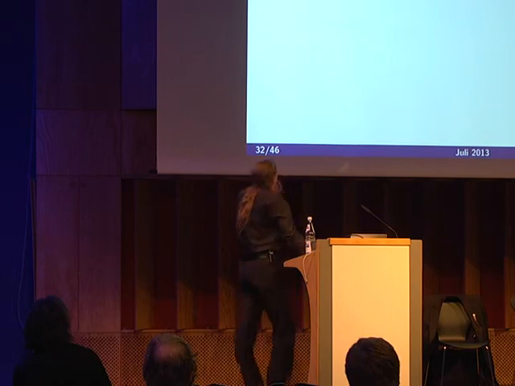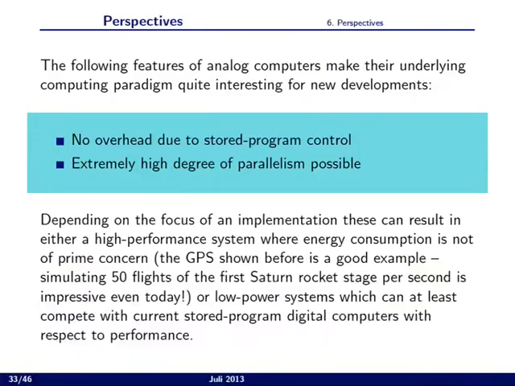So what perspectives do we have with analog computers for the future? The first thing is you don't have any overhead due to stored program control. You don't have a von Neumann bottleneck. You don't need any memory at all. Memory is just slow. Put everything into the CPU.